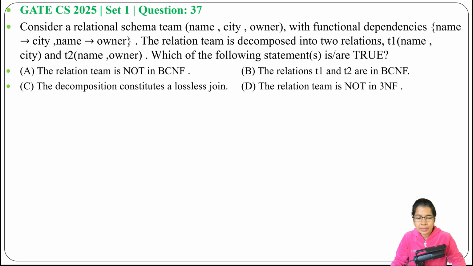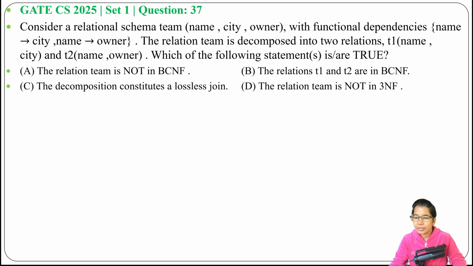If you see the options, it is asking about BCNF. For BCNF, for A implies B, either it should be a trivial functional dependency, meaning B should be a subset of A, or if it is a non-trivial functional dependency, then A should be the super key. Either A should be a key or B is a subset of A. Then only we can say it is in BCNF.